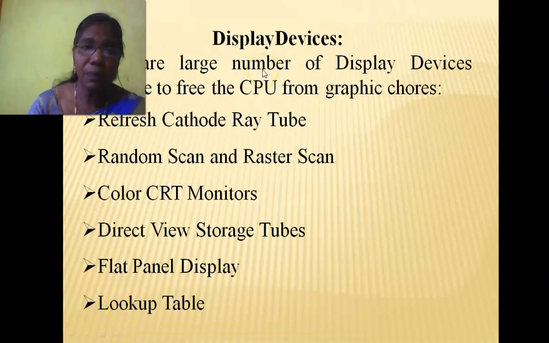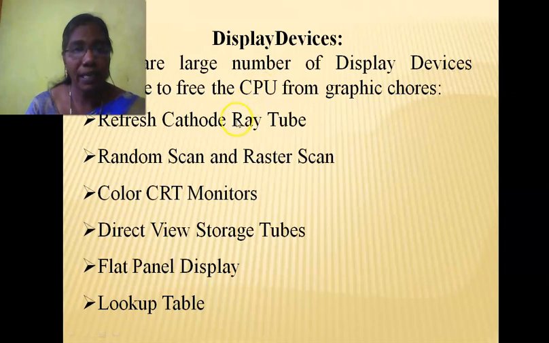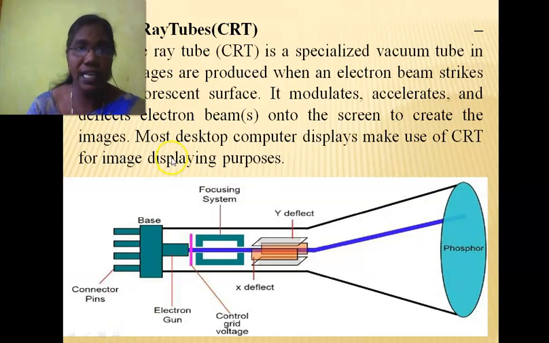So what are all the display devices used in computer graphics? They include the refresh cathode ray tube, random scan and raster scan, color CRT monitor, direct view storage tube, flat panel and lookup table. Today we will look at only the refresh cathode ray tube and the raster scan.